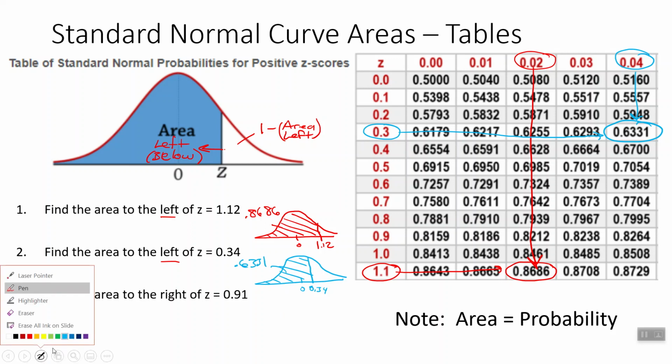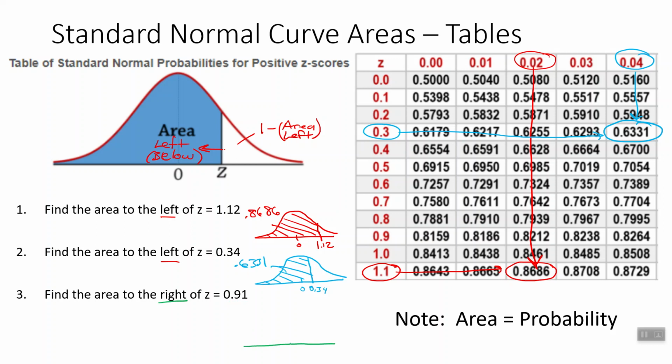All right, one more of these. Switch to green. Now we want the area to the right of z equals 0.91. I'm going to draw my little curve. I'm going to put the mean here in the middle. 0.91 is somewhere over here, and then we want the area to the right of that, so we're shading above this time. We start off the same way.